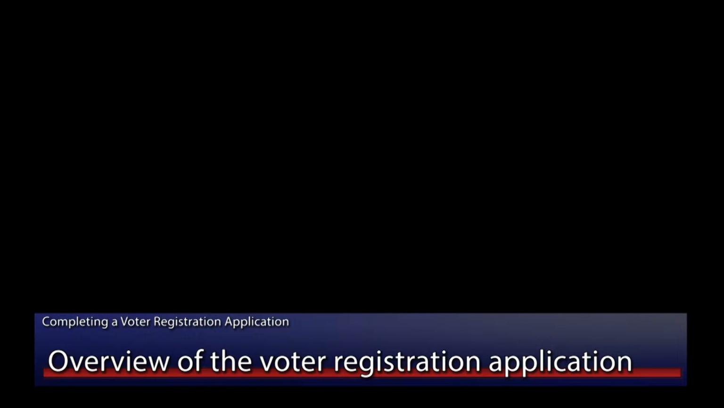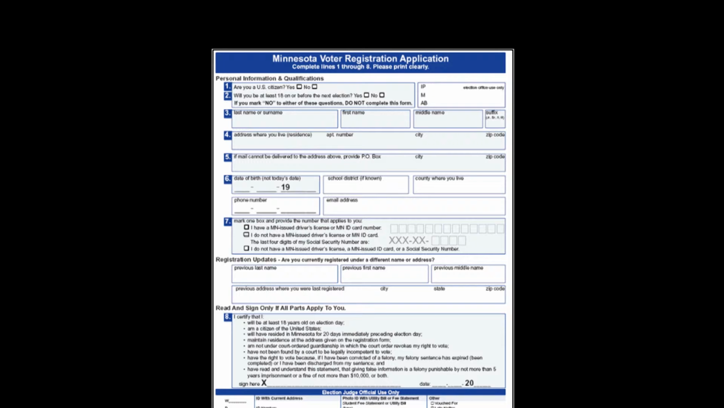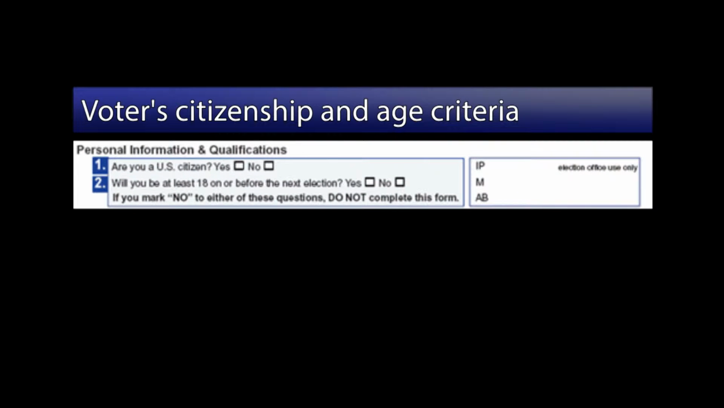Overview of the voter registration application. The voter registration application has numbered boxes, and the voter is required to complete the shaded boxes. Boxes 1 and 2 require the voter to state that she is a United States citizen and is 18 years of age or older on Election Day.